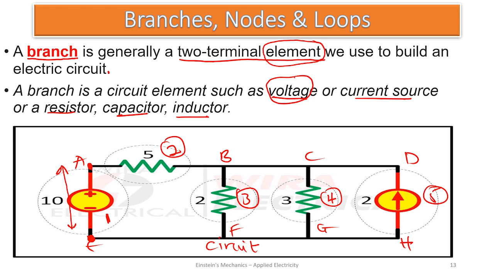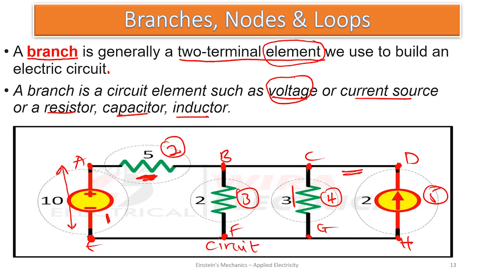When we look at this second branch from point A to B, the terminal, when you take it away, there is a resistor here, which makes it a branch. When you look at B and F, when you take these two terminals, there is a resistor, which also makes it a branch. The same thing happens to C and G. When you take it, it is a branch because there is an element between them. D and H, there's also a source here, which makes it a branch.